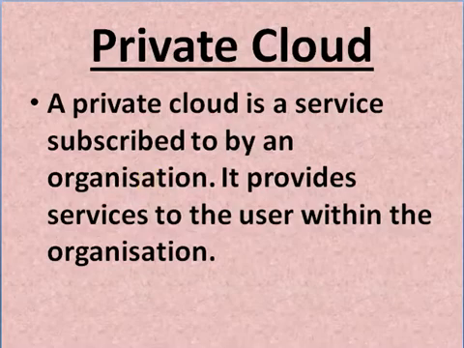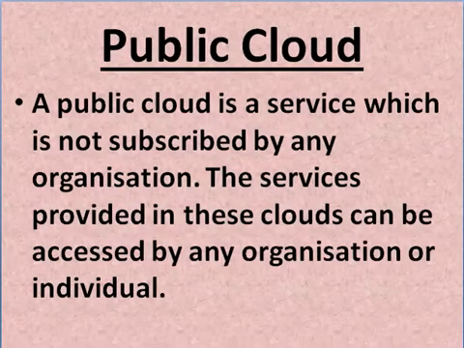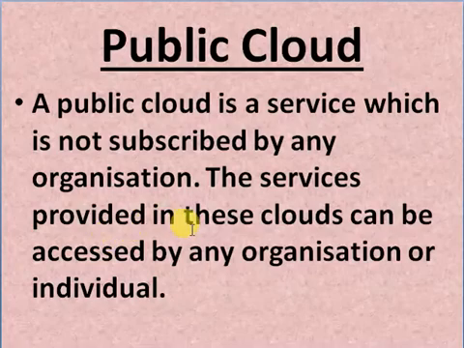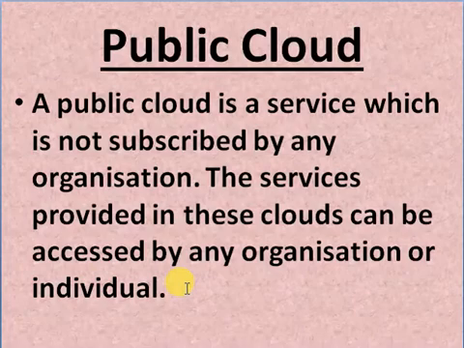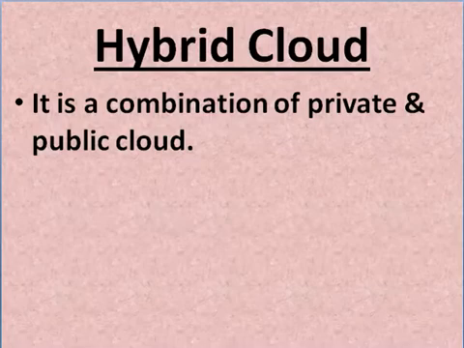So another one is public cloud. A public cloud is a service which is not subscribed by any one organization. The services provided in this cloud can be accessed by any organization or individual. The cloud which is free for everybody to use is called a public cloud. Now another one is hybrid cloud. Now what is hybrid cloud? When there is a combination of both private cloud and public cloud, then it becomes the hybrid cloud.